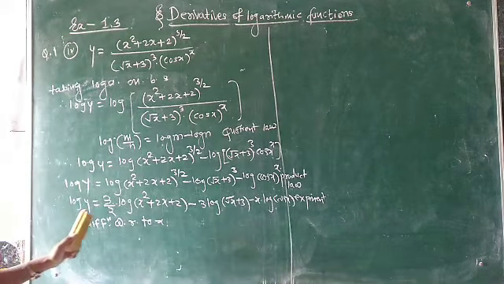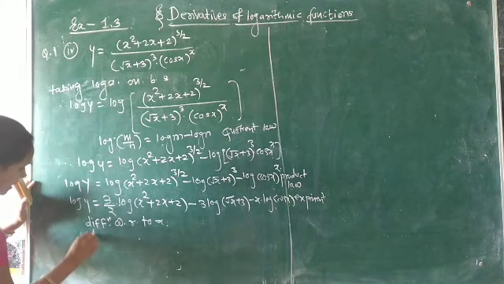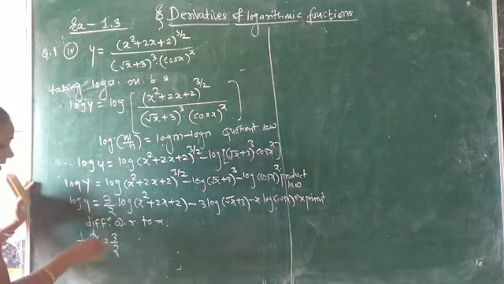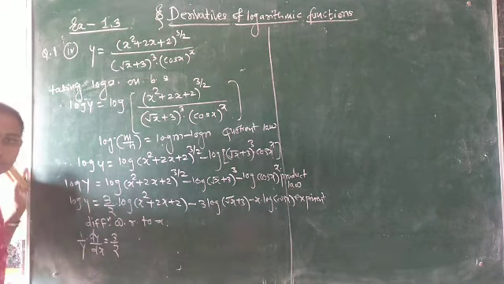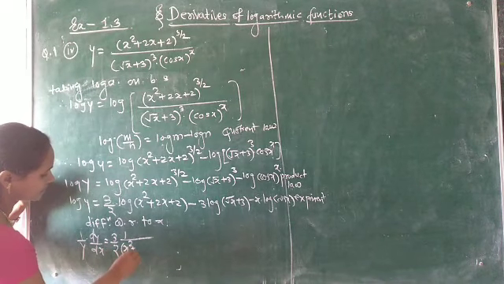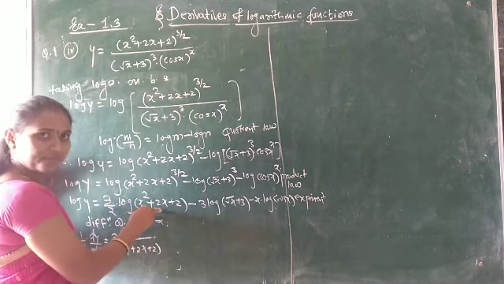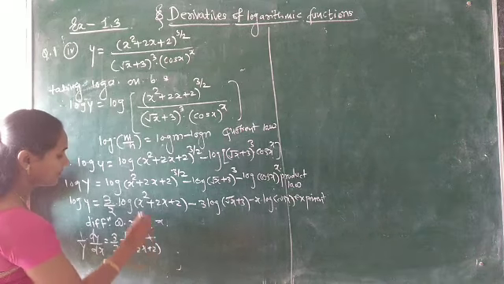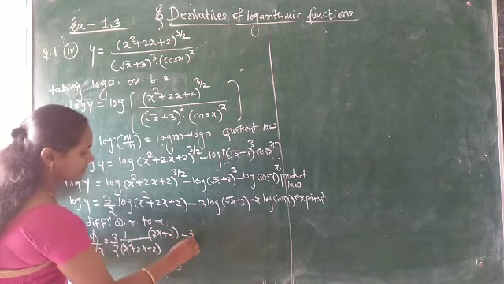Now what is the derivative of log y? It is 1 upon y into dy upon dx. On the right side, 3 by 2 is a constant, so write it as it is. Now this is in the form of log f of x. What is the derivative of log f of x? 1 upon f of x, here x square plus 2x plus 2, multiplied by the derivative of the function. The derivative of x square is 2x and the derivative of 2x is 2. Minus, this 3 is a constant.